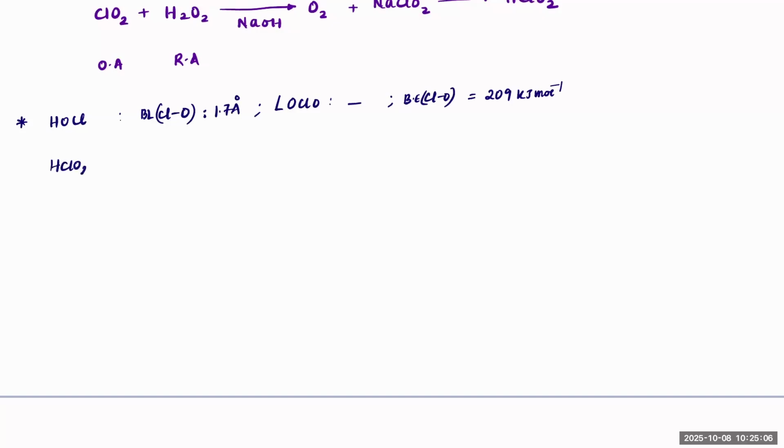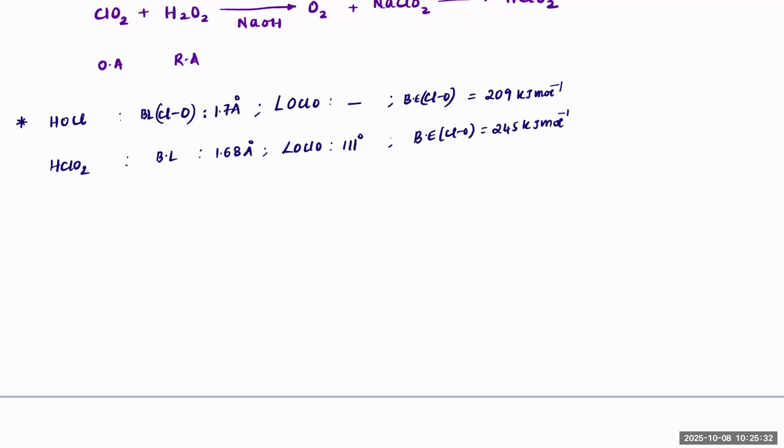Next, HClO2. HClO2, the bond length is around 1.68 angstroms. Got it? And the bond angle of OClO is around 111 degrees. Correct? And the bond energy in this case for ClO, because the bond length is decreasing, what should happen? Bond energy should increase. And this is what will happen.